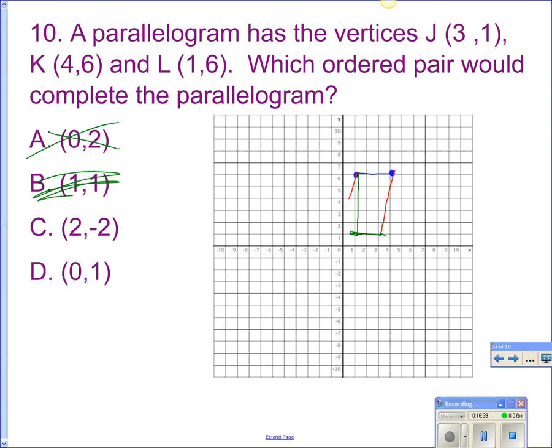All right, 2, negative 2. There's no way that's going to work. All right, and then 0, 1. Yep. That one looks pretty good. 0, 1. We'll finish it. Okay.